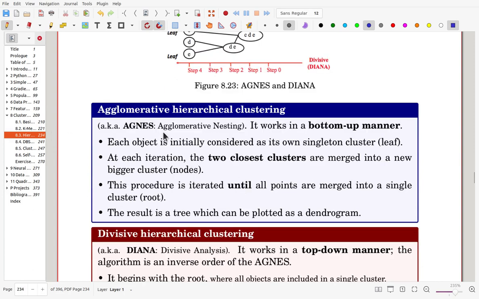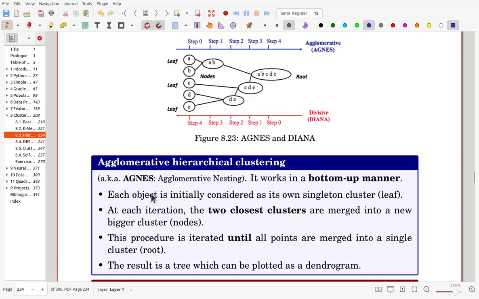In agglomerative nesting, so-called AGNES, it works in a bottom-up manner. Each object is initialized as a singleton cluster, and in each iteration, the two closest clusters are merged into a new bigger cluster, and this procedure is iterated until all points are merged into a single cluster.